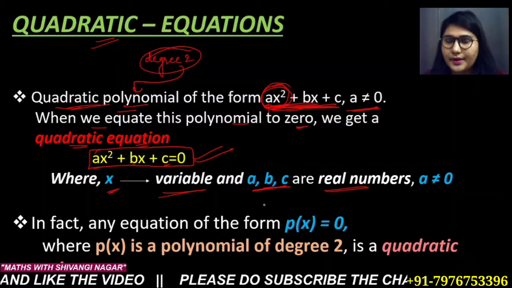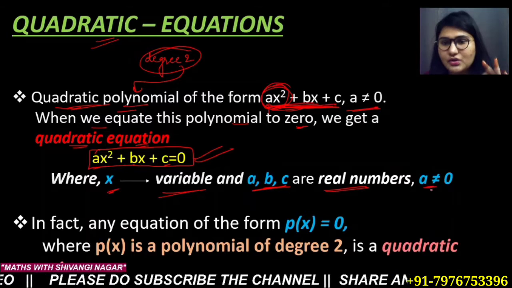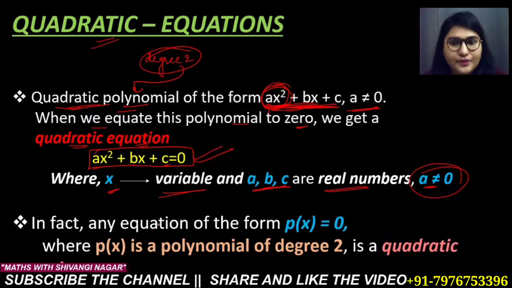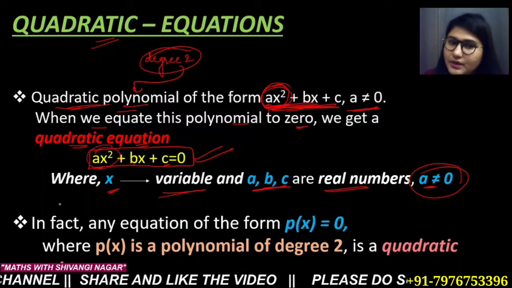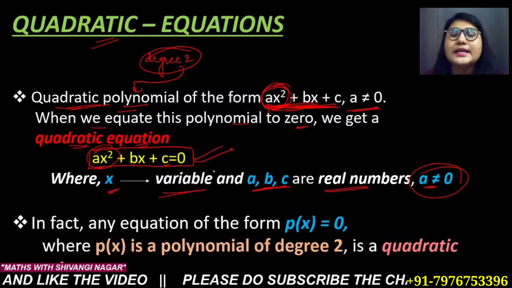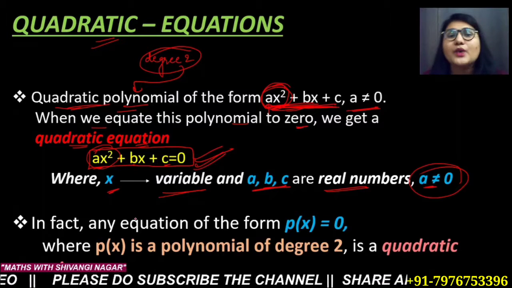They can be any real number except a. On a we have a condition. What was that condition? That a should not be equal to 0, because if a becomes 0, the entire first term will become 0, and then this equation reduces to a linear equation. Clear? So this is all about our quadratic equation.